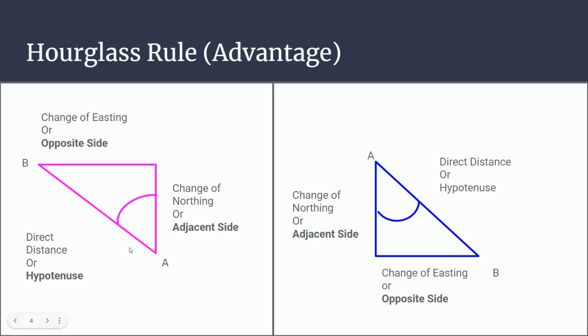So the advantage of the hourglass rule is when it comes to SOH CAH TOA. Your change of northing will always be the adjacent side. Your change of eastings will always be opposite, and your direct distance will always be your hypotenuse.